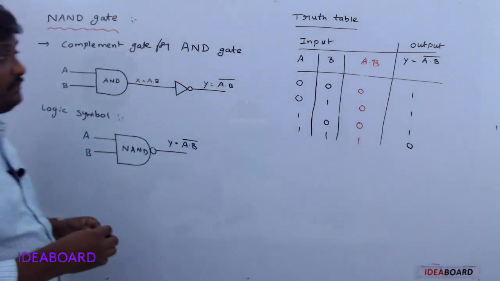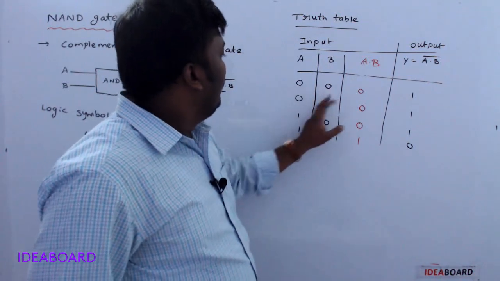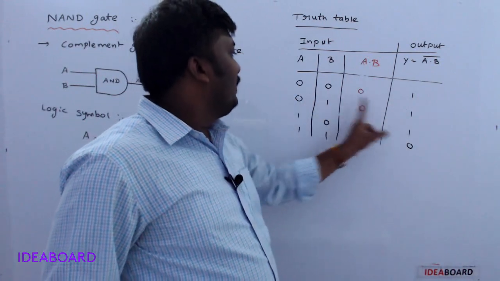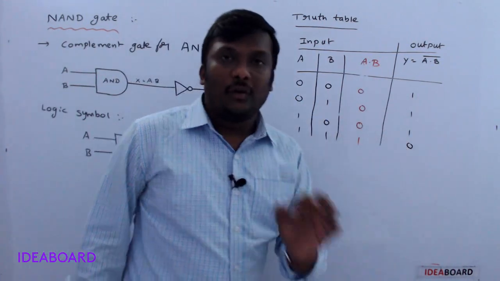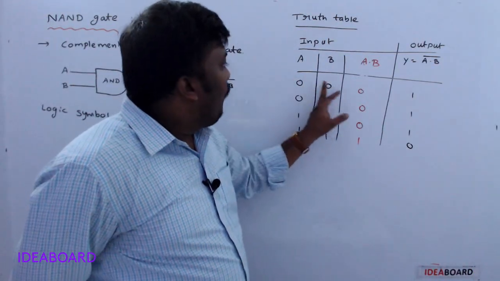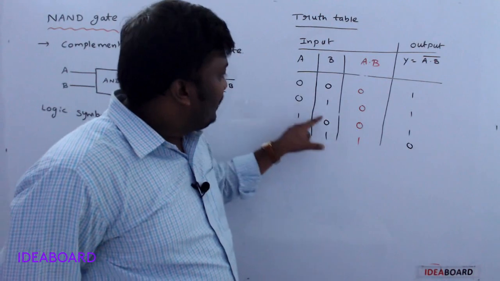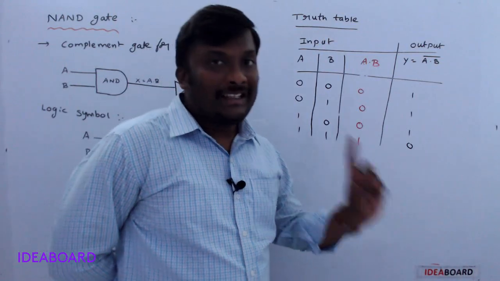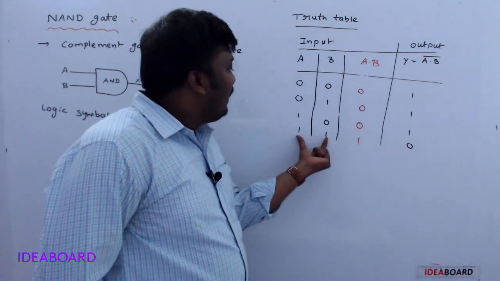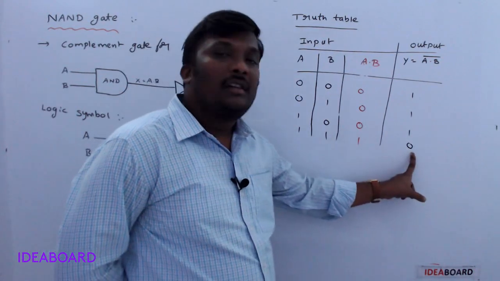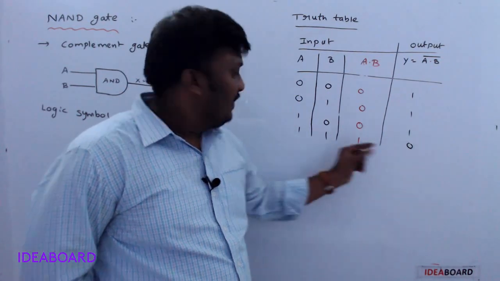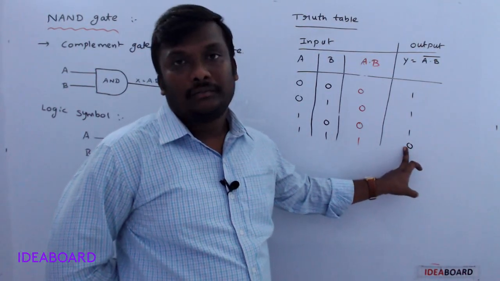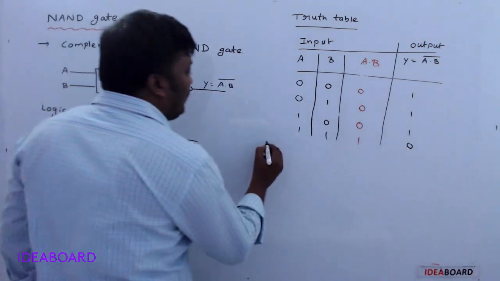Okay, please check once. Here, if you get even one zero in the inputs, you get a one at the output. So what is the first statement? If any one input is low, output is high. That is the first statement. Second statement: if all inputs are high, then only the output is low. All inputs are high, we get the output low. Understand?